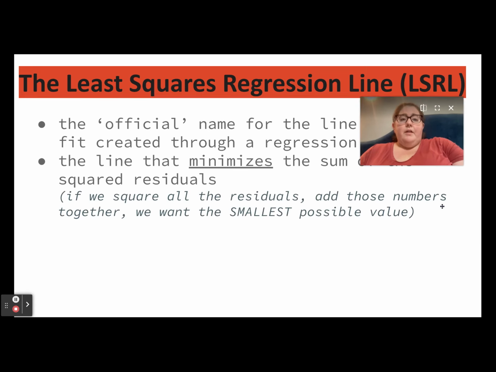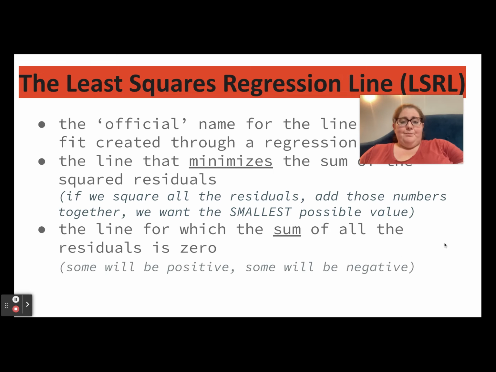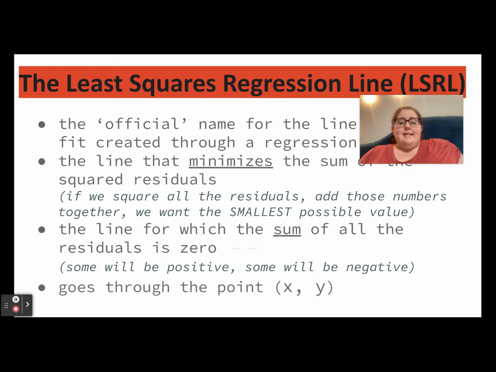Another thing that is true about this line is that the sum of all the residuals themselves will be 0. So if we square the residuals and add them together, we want a super small number, but if we actually add the residuals together, we should be getting 0. That basically tells us that the line is going through the average or midway of all of the points, because some residuals are positive, some are negative, and they sum to 0.